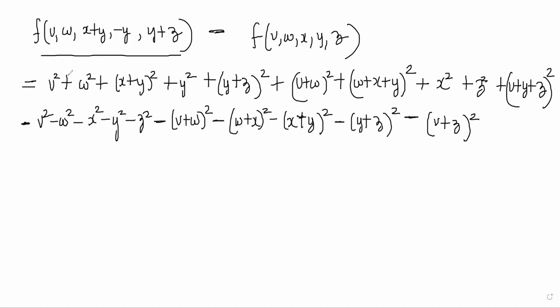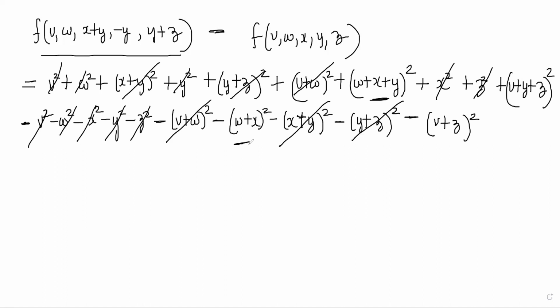So now notice that many things can get cancelled here. This gets cancelled, this gets cancelled, x square gets cancelled, y square gets cancelled, and z square gets cancelled. We have (x plus y) square getting cancelled here. We have (y plus z) square also getting cancelled here. And now we are left with, okay, (v plus w) square also gets cancelled. Now we are left with this minus this and this minus this, right?